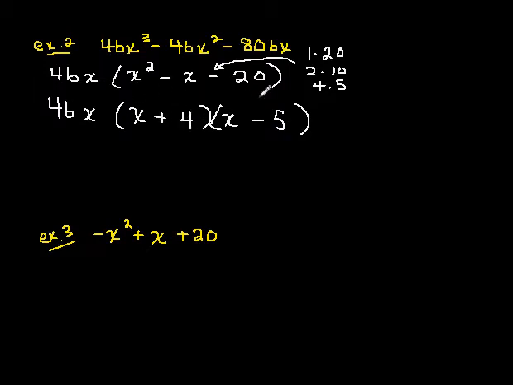Check your outer is negative 5x. Always check your outer and your inner, and make sure you get your middle term, which we did.